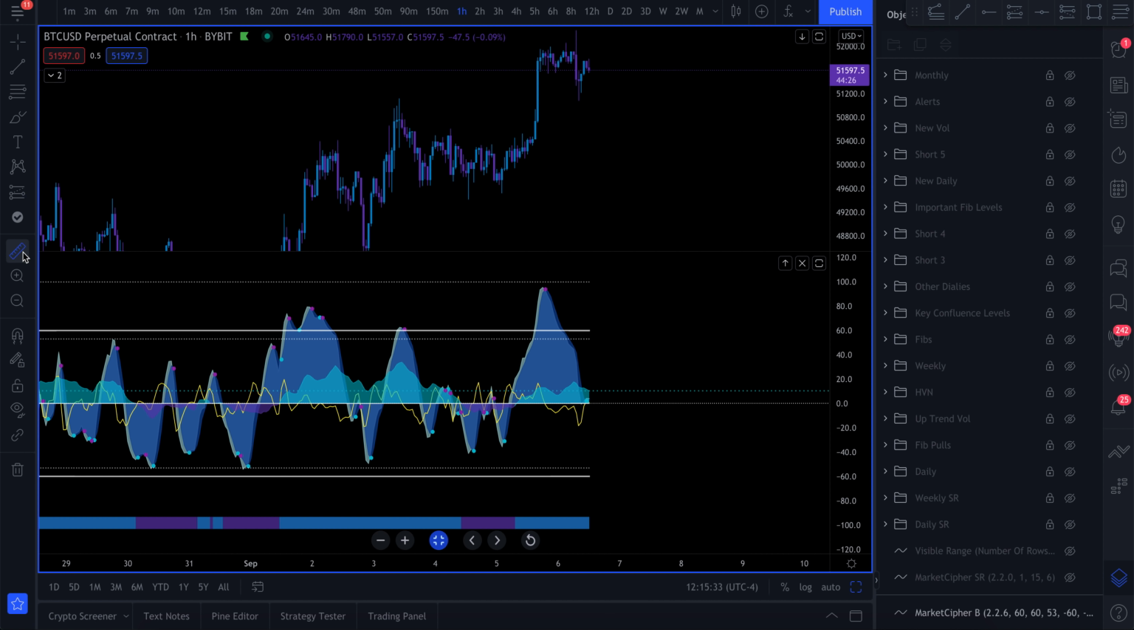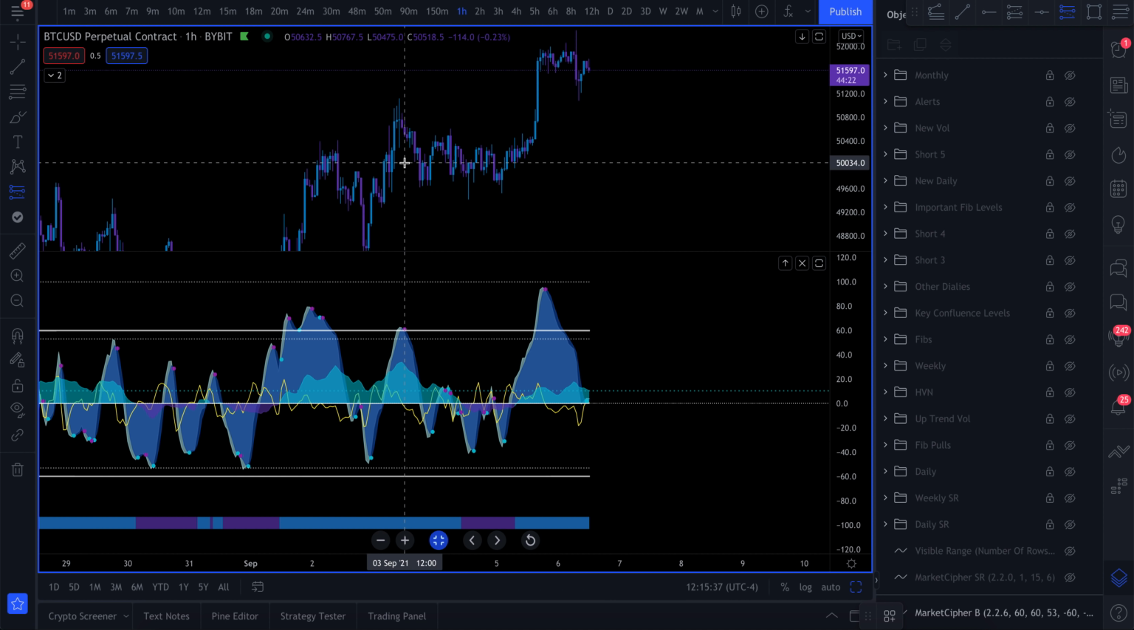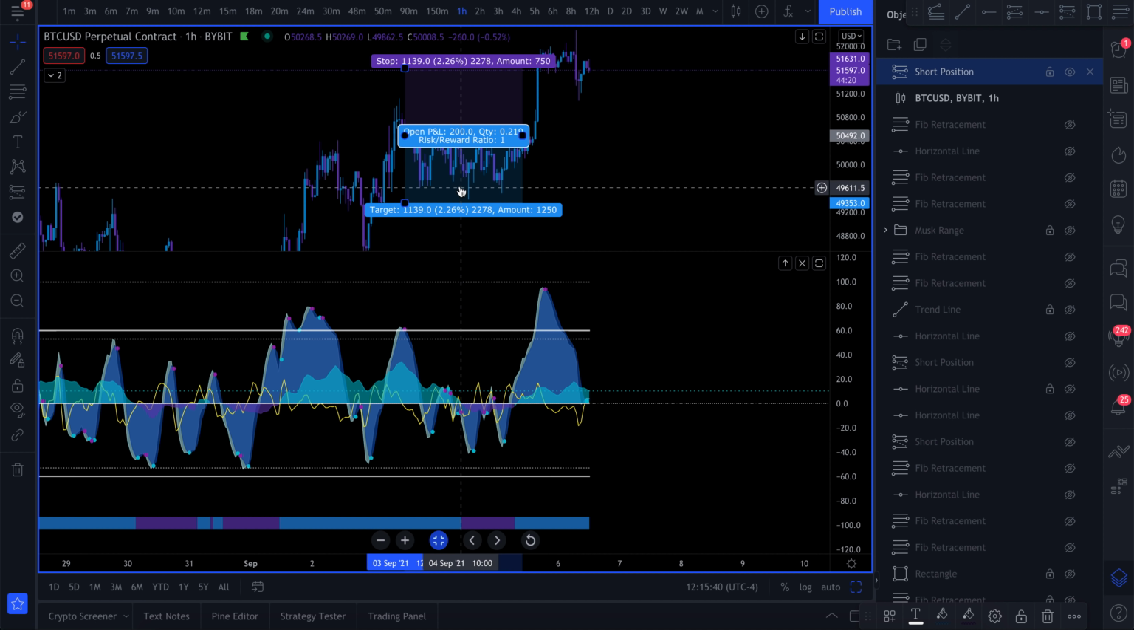And that's when you would enter the trade. So in this case, we would enter the short right here. Let's say we just waited for the dot to confirm, and we're going to short this thing down.